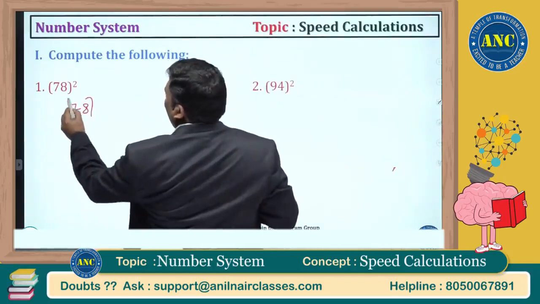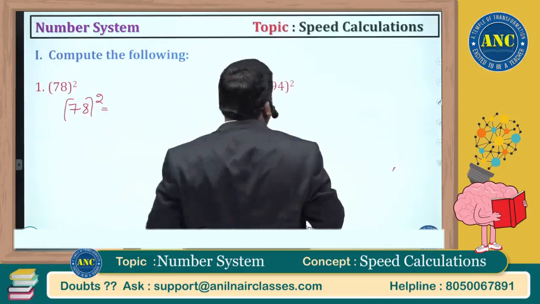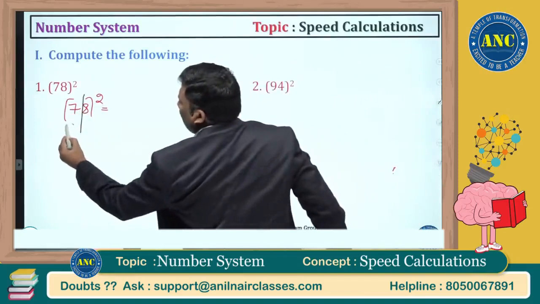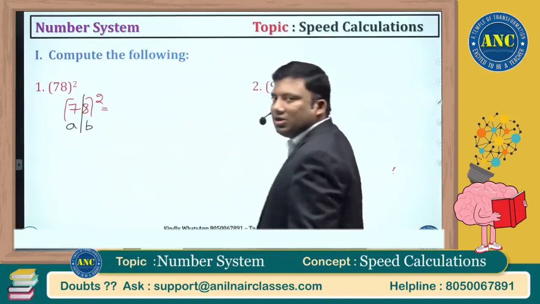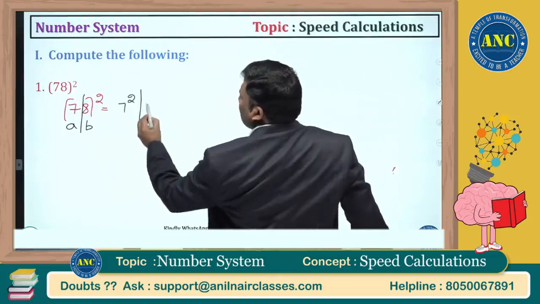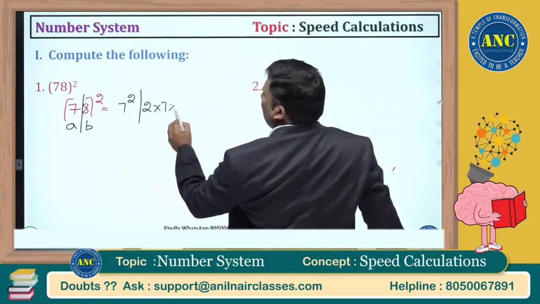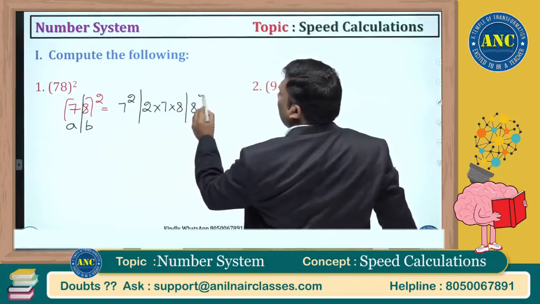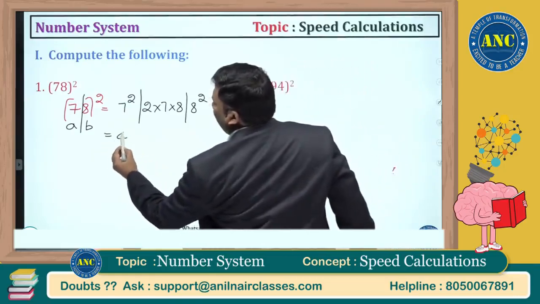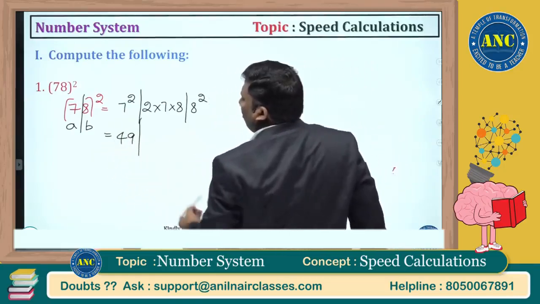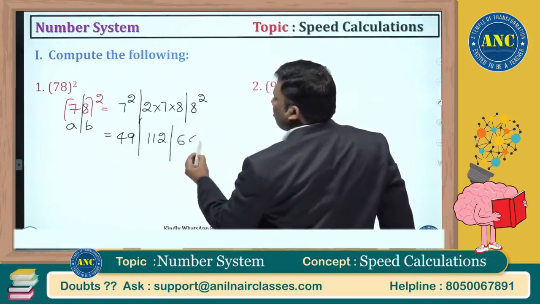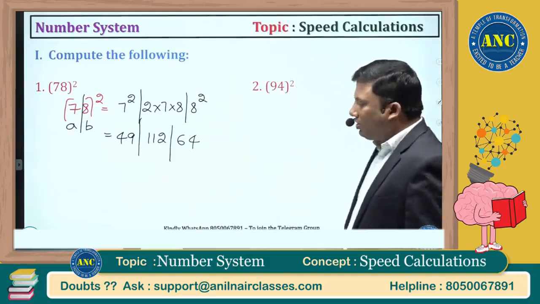78 whole square. I want to find out 78 whole square. The first introductory method is (a plus b) whole square. A is 7 and b is 8. So this is nothing but a square, 2ab, and next is b square. A square, 2ab and b square. 7 square is nothing but 49. 2 7s are 14, 14 8s are 112. 8 square is nothing but 64.